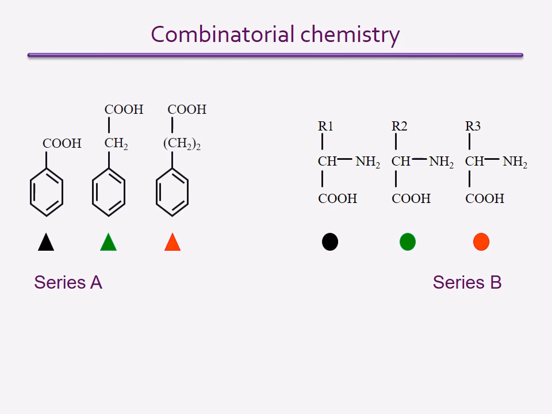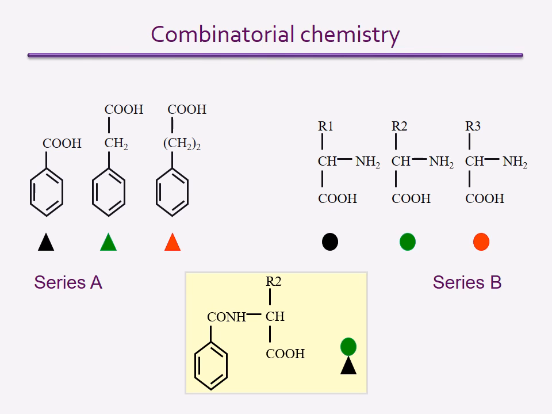The Series B structures are simple organic molecules with a variable group R1, R2, or R3 attached to the central carbon. These are represented as black, green, and red dots. When these two series of molecules are mixed together, they react to form a mixture of compounds, with the general composition illustrated here, for the product of the reaction between the black triangle and green dot.